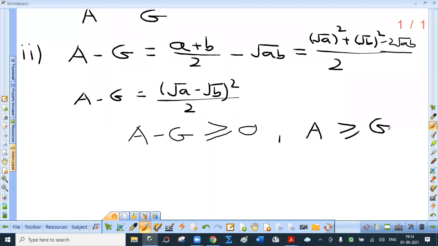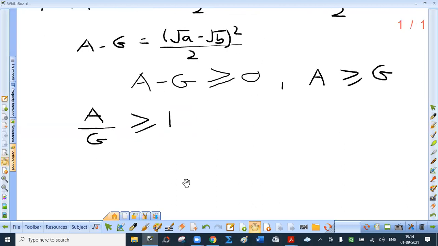Now we have just proved, or before that, let me divide by G. See, in case of an inequality, if you divide by a positive number, the inequality remains the same. So A greater than or equal to G, that is A upon G greater than or equal to 1. I hope you understand this. Now we have just proved what?